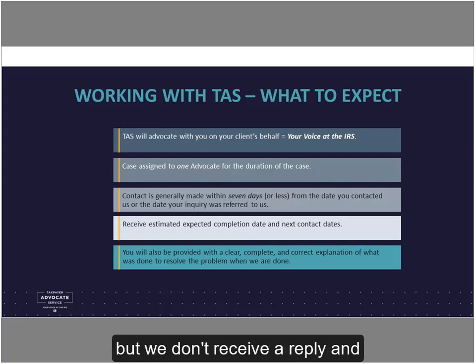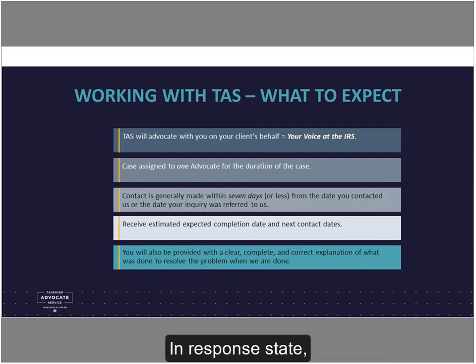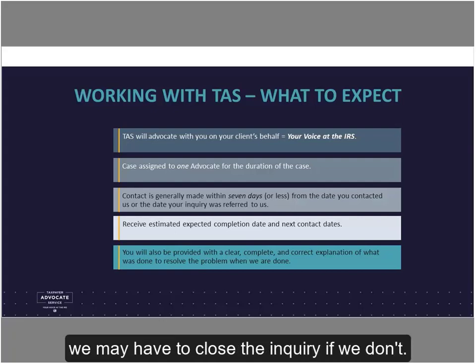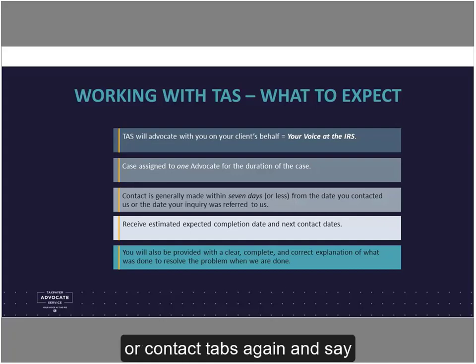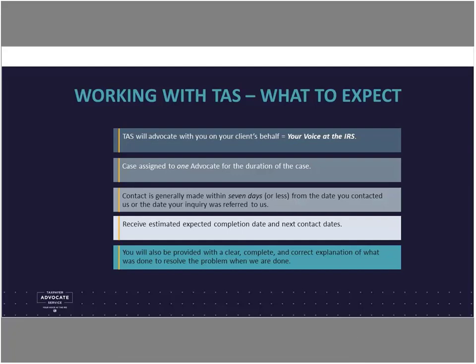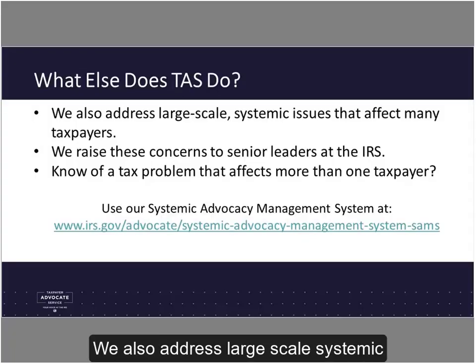If we request more information from you, but we don't receive a reply, we'll make a second request in writing with a response date. We may have to close the inquiry if there's no response to that second request. And if that happens, you have to contact the IRS directly to resolve the problem, or contact TAS again and say, I've got the information, and we'll try to do what we can.